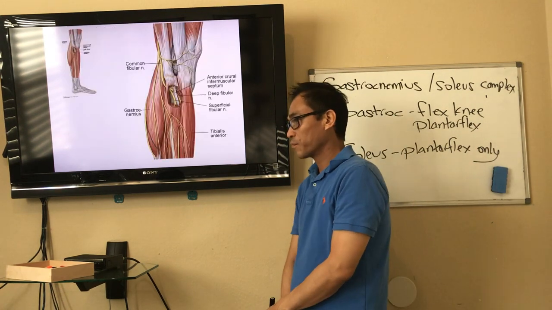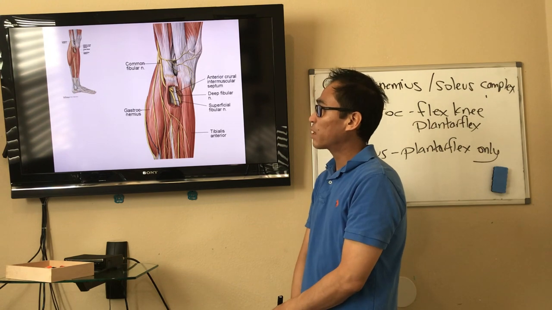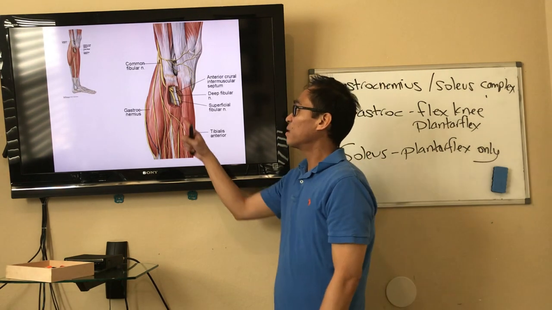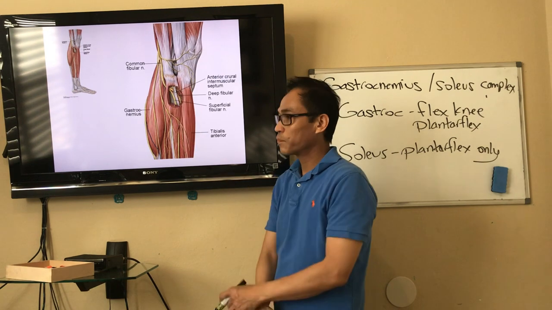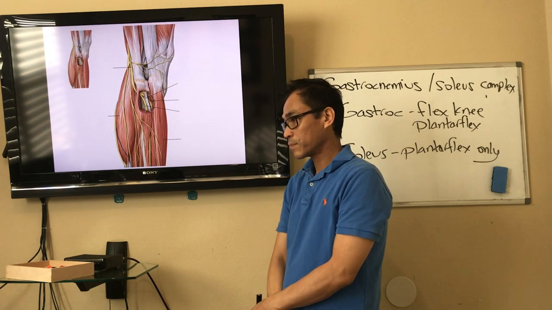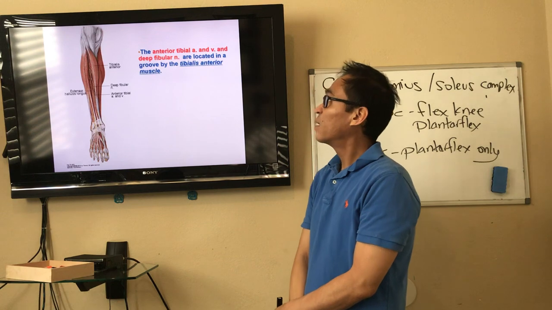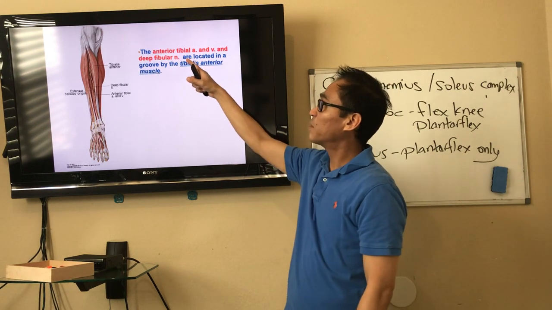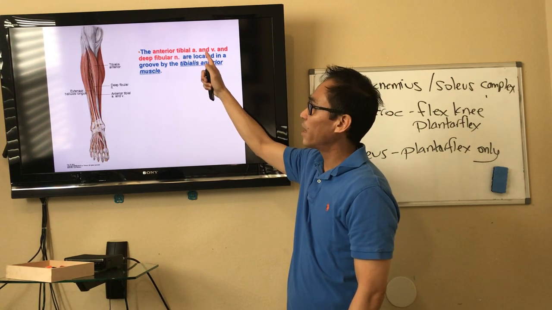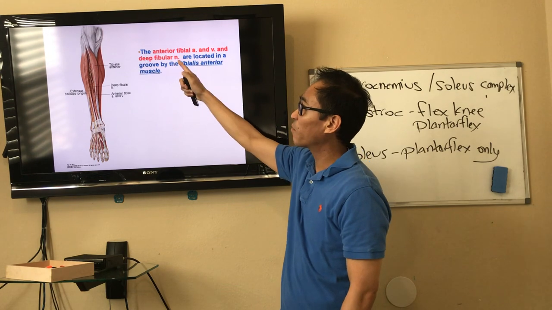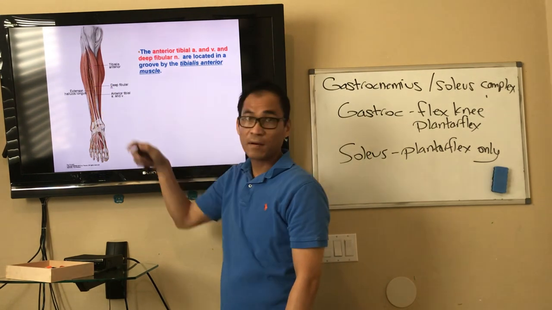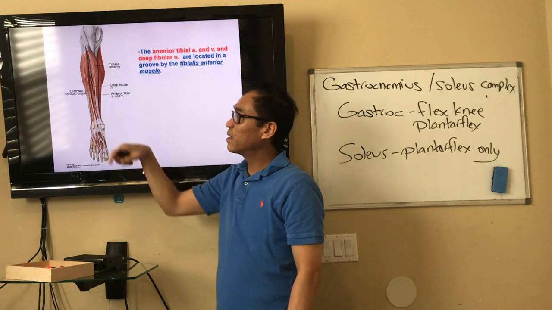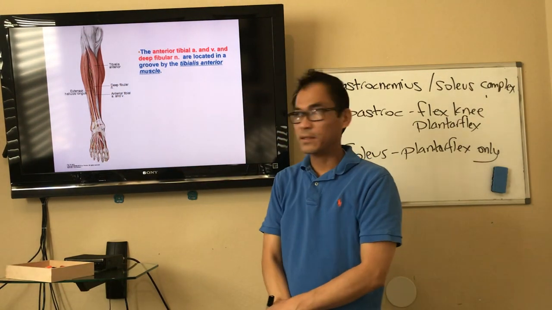All right. I wanted to give you one picture of the common fibular nerve dividing into the superficial fibular nerve and then the deep fibular nerve. When we look at the front, there's the anterior tibial artery and vein, which you don't have to know, but the deep fibular nerve, you can see it in a groove by the tibialis anterior muscle right there. You have to kind of dissect apart the muscle so you can see it there.